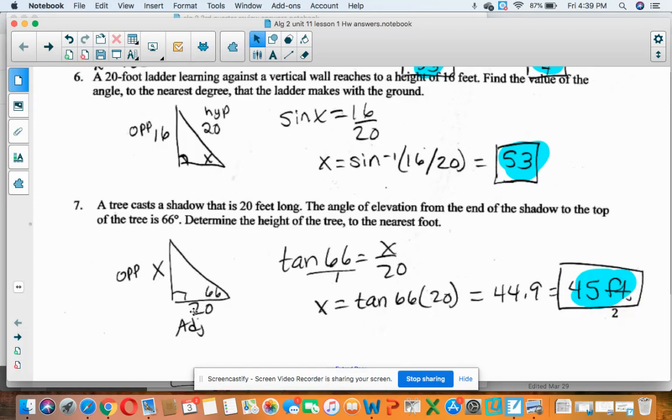This is opposite, this is adjacent, so I'm going to use tangent. Tangent of 66 equals opposite over adjacent, x over 20. I put a 1 under here, I cross multiply. 1 times x is just x. Tangent of 66 times 20. I put that into my calculator, and I get 44.9 or 45 feet. Okay, and those are the answers for lesson 1.